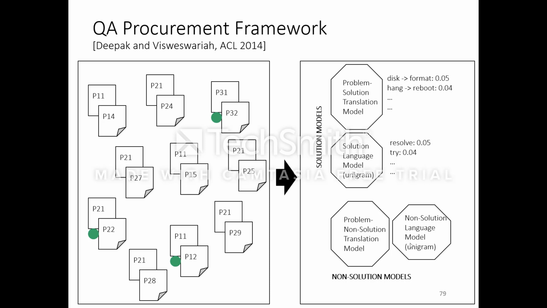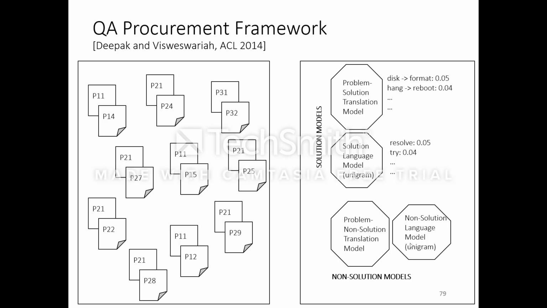So it's simple to learn the solution language model. For example, it's about just simply taking all the second posts in the green label pairs and learning a unigram language model over them. And similarly for the translation models. And similarly, if you take the other pairs, then you can learn the non-solution translation model as well as the non-solution language model. So once you have learned this, you can now forget these labelings and reassess these labelings again, right?